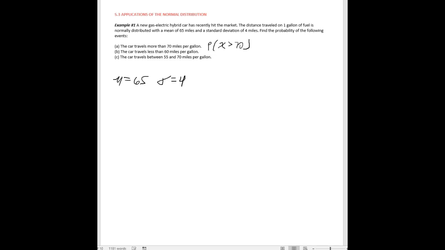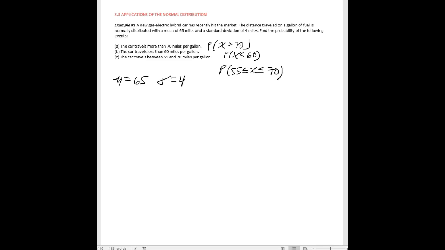Or a car travels less than 60 miles, it's saying. So x is less than 60 miles. So these are 3 separate problems. I'm just writing them all out at the same time. Or a car travels between 55 and 70. So 55 is less than x is less than 70.